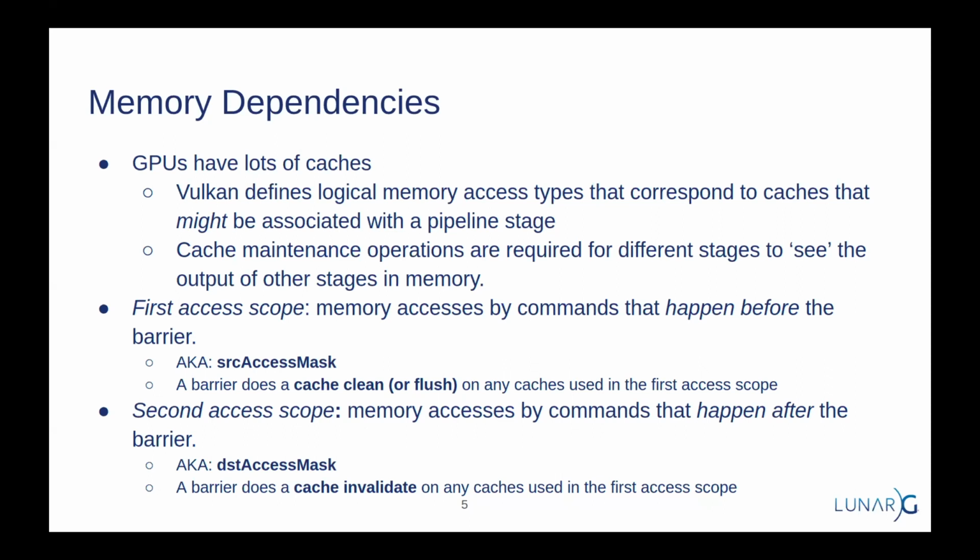The source access mask covers the memory accesses before the barrier. That's the equivalent of a cache flush or cache clean, depending on your terminology, to make visible what happened before the barrier. And then the second access scope is the memory accesses needed by the commands that happen after the barrier, the destination access mask. This is a cache invalidate. It makes sure that any stale cache lines are invalidated and removed so that the cache will go back to the next level of memory to find the latest value.